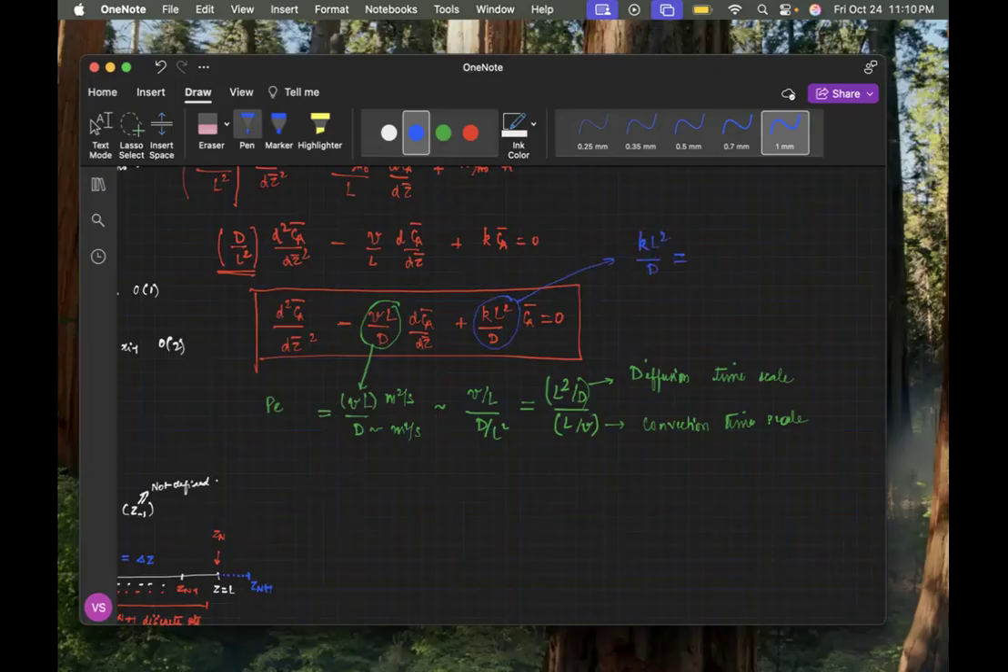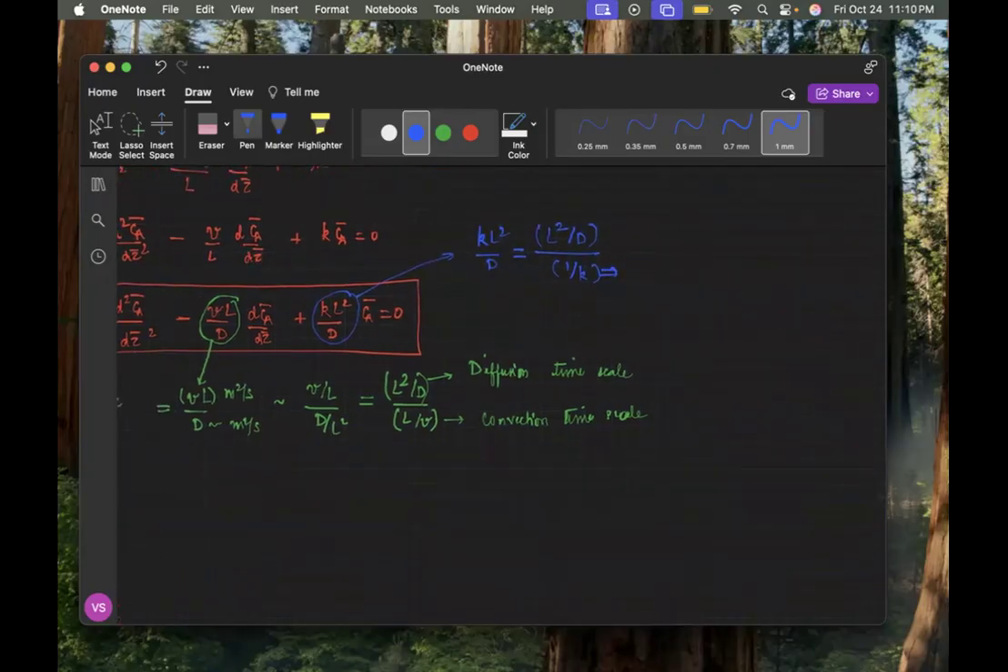KL squared by D can be written as L squared by D whole over 1 by K. Now remember, K is the rate constant for a first order reaction, right? So for a first order reaction, the rate constant has a unit of second inverse. So 1 by K has a unit of second, right? And K represents how fast the reaction is taking place. So this represents the reaction time scale.